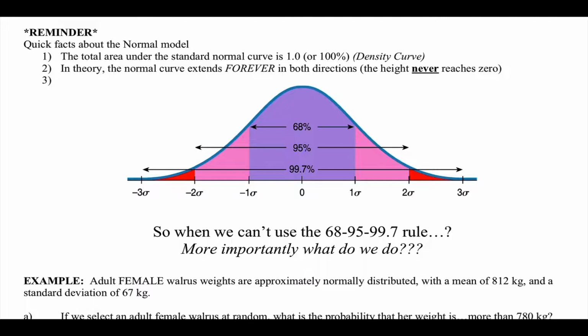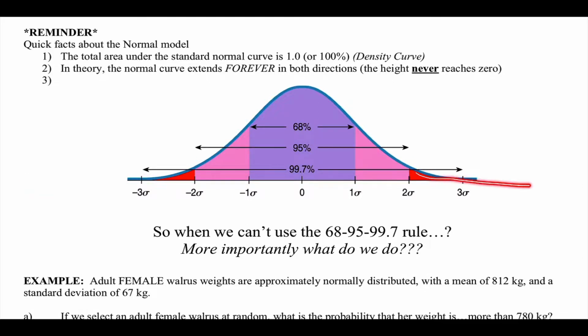All right, so a couple reminders about the normal model. Remember, the whole thing is 100%. So from edge to edge, from here to here is 99.7. But it includes this part too. This part too, if I include all of these parts, it's 100%. Okay? In theory, it goes forever, right? In theory, this goes forever.